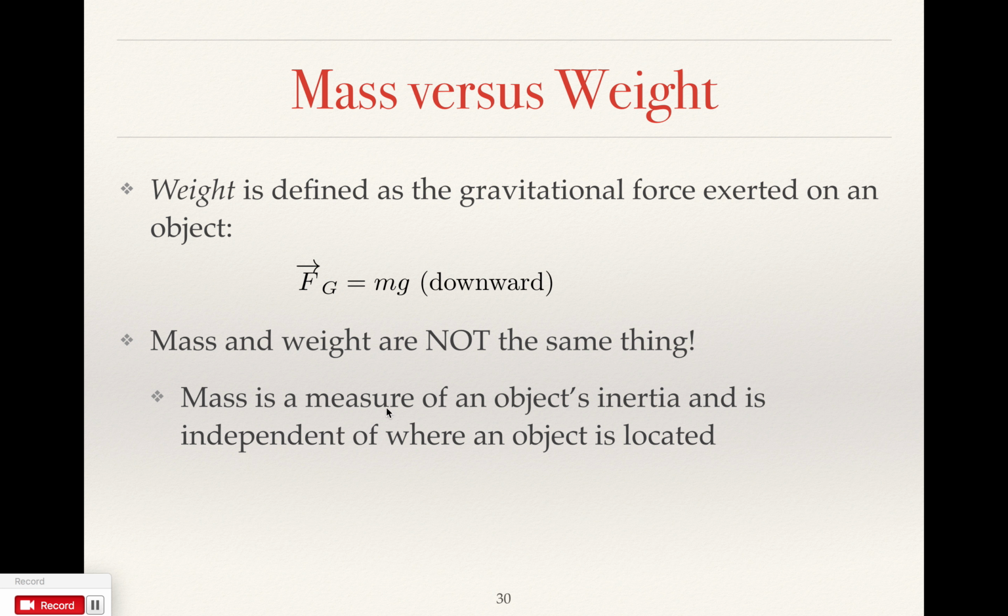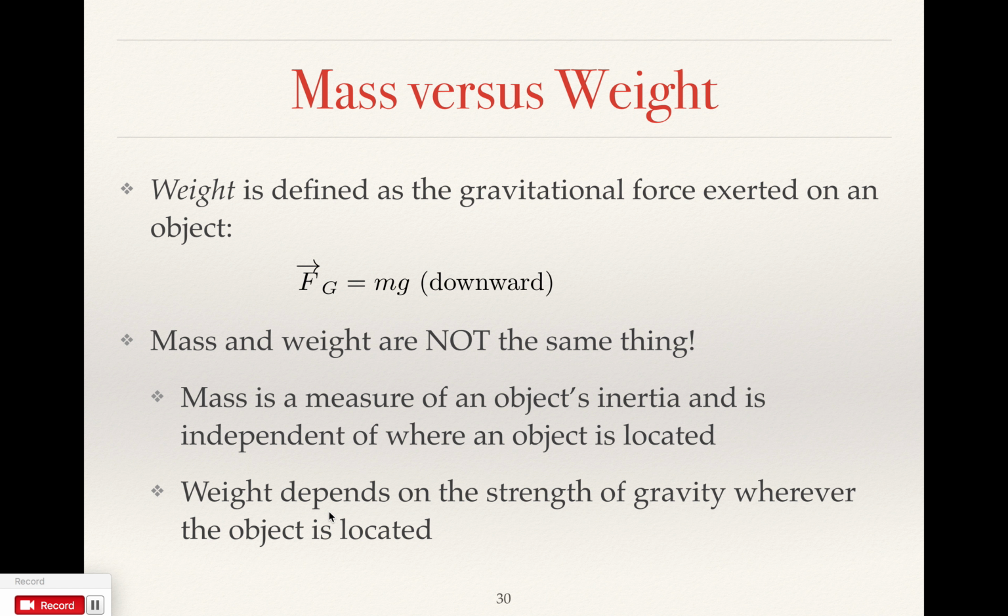So if my mass is 100 kilograms, my mass is 100 kilograms whether I'm on the surface of the Earth, on an airplane, on a spaceship or the International Space Station, or on the surface of the moon. No matter what, my mass is 100 kilograms. Weight, however, depends on the strength of gravity wherever the object is located. So my weight will actually change based on where I am, whether I'm on the surface of the Earth, up in an airplane, or on the moon.